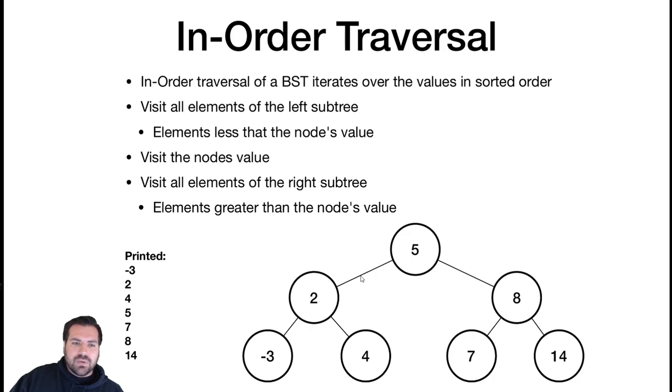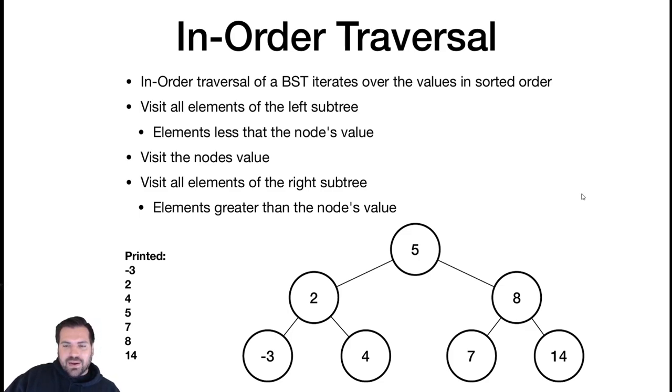We're going to go left, left, visit, visit, right, visit, done, visit, right, visit, visit, visit, and then we get all of those values in the correct order. If correct is sorted.